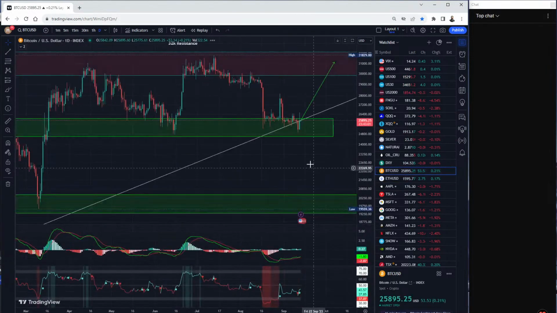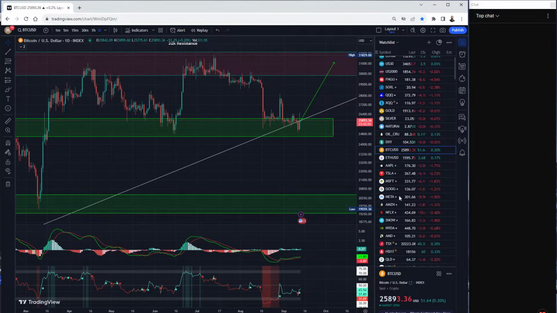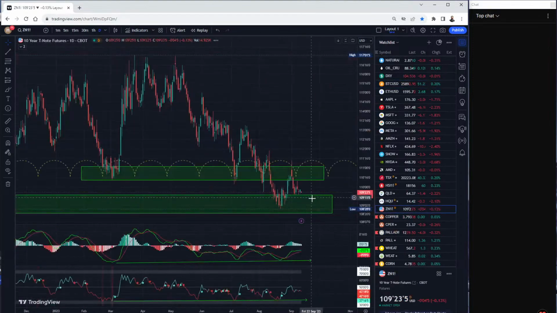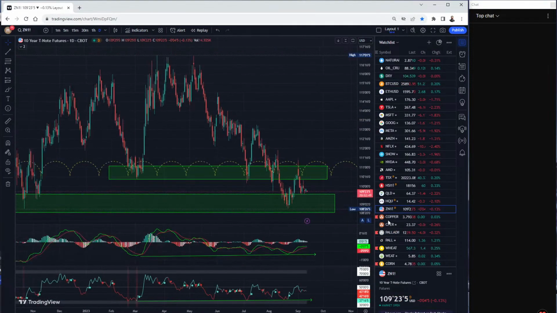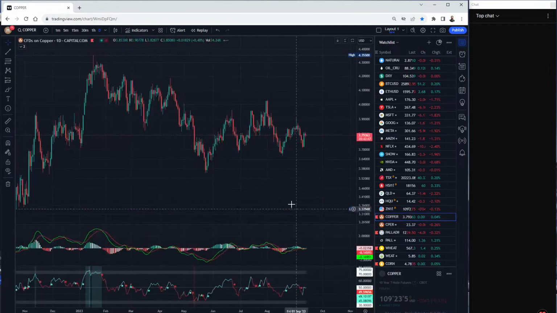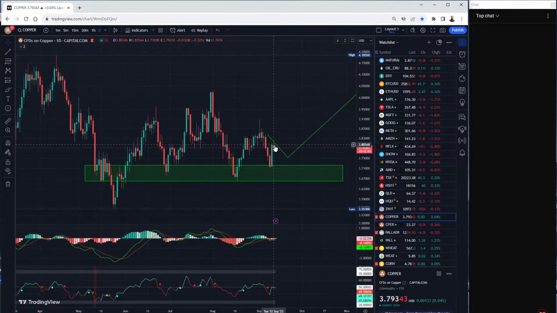I think Bitcoin is looking like recovery, very very massive recovery. It did really really quick. Okay, and let's quickly look at bond. Buy the dip near support, so buy it. Copper again consolidated. Buy the dip, looking like it bottomed already.